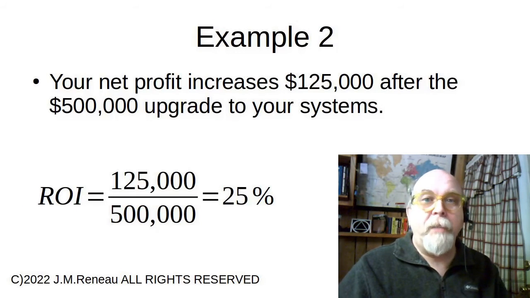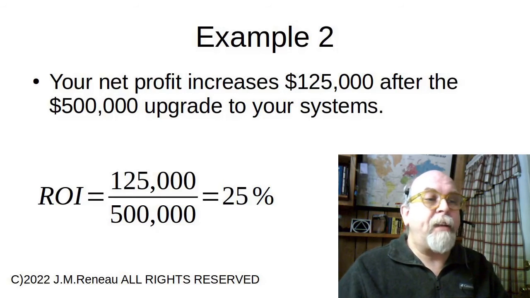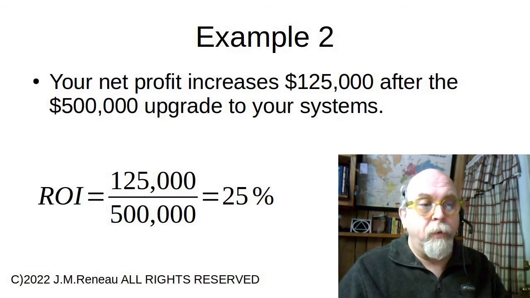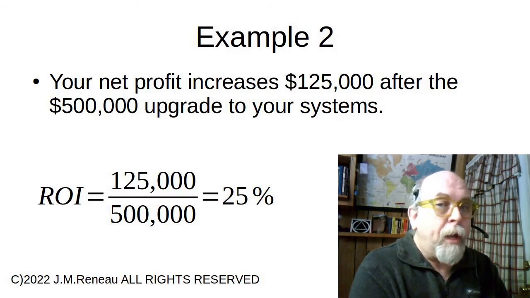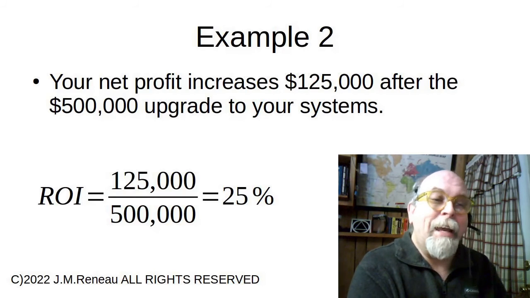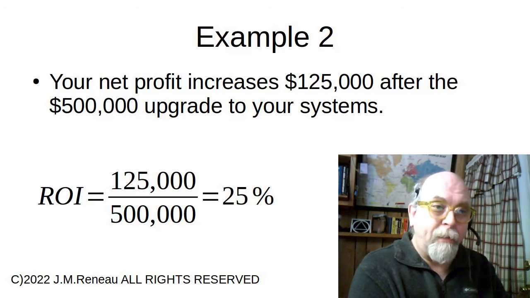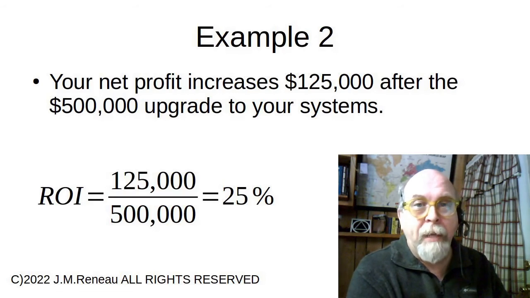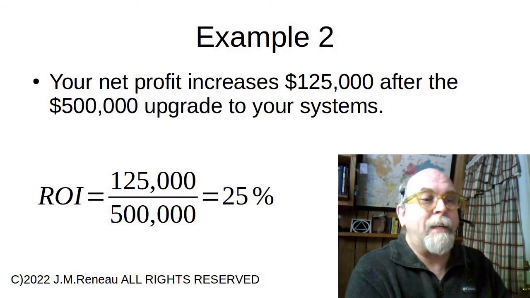Let's look at another simple return on investment example. Your net profit increases $125,000 after the $500,000 upgrade to your system. Well, we're not talking gross profit here. It said net profit. So net profit would be an increase after the expense. So we don't need to subtract the expense a second time. It's already been subtracted because the problem said net profit.